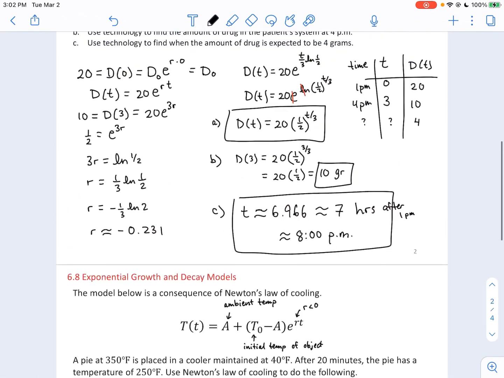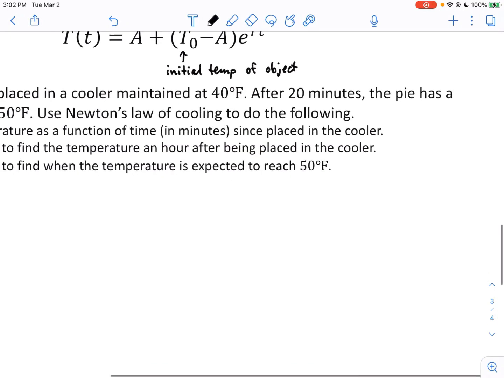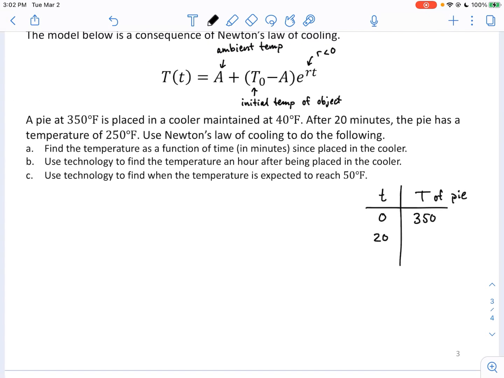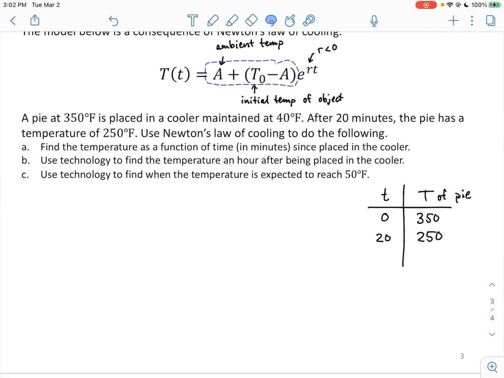This is very similar to what we did before. I'm going to do another table where we have time and temperature. And this is temperature of the pie, not the surrounding temperature. So at time 0, the temperature of the pie was 350 degrees Fahrenheit. And then this said 20 minutes later, so we'll measure t in minutes. So 20 minutes later, the pie has cooled to 250. A and T naught are given to us, but we're going to have to figure out what R is.